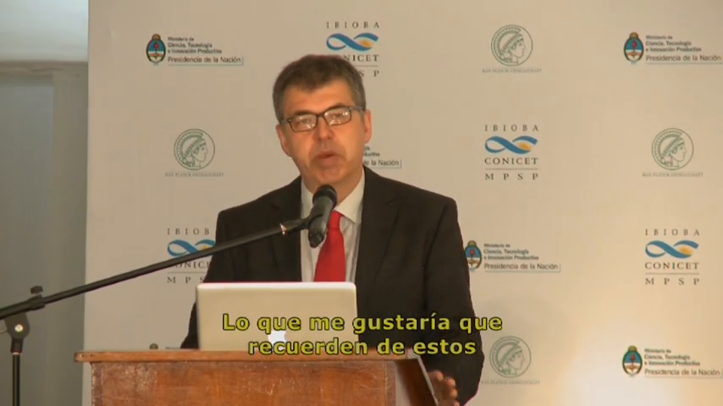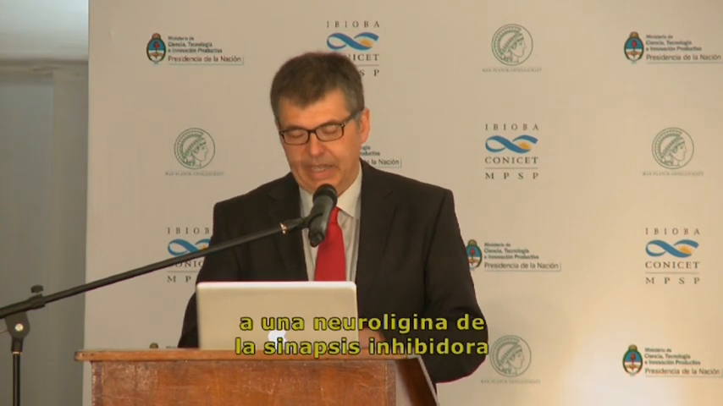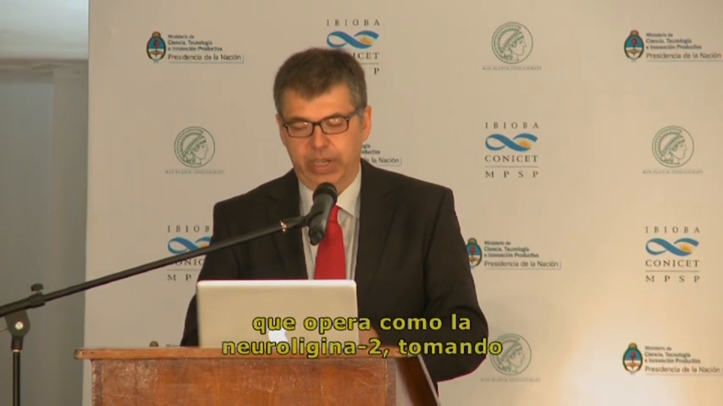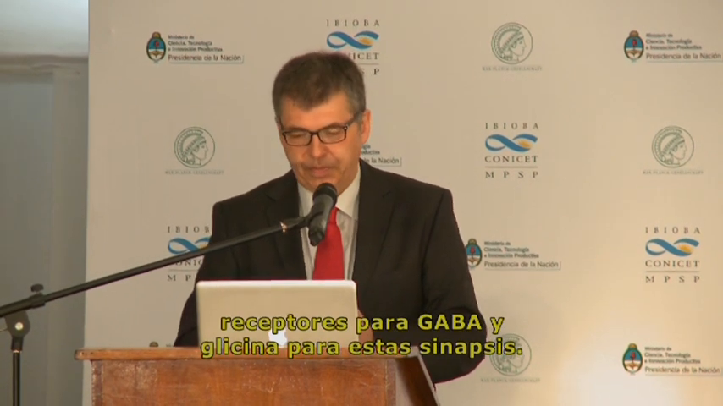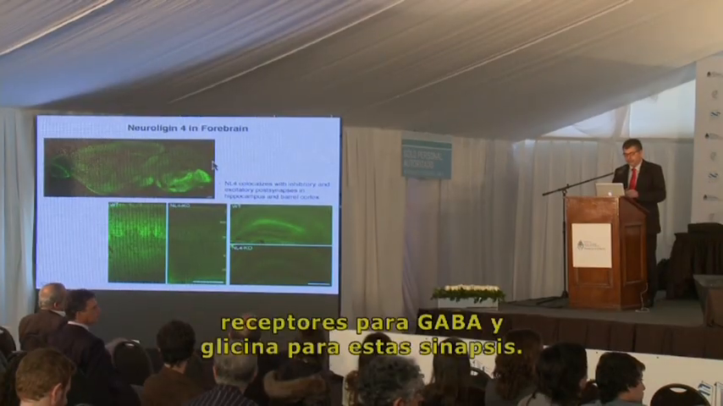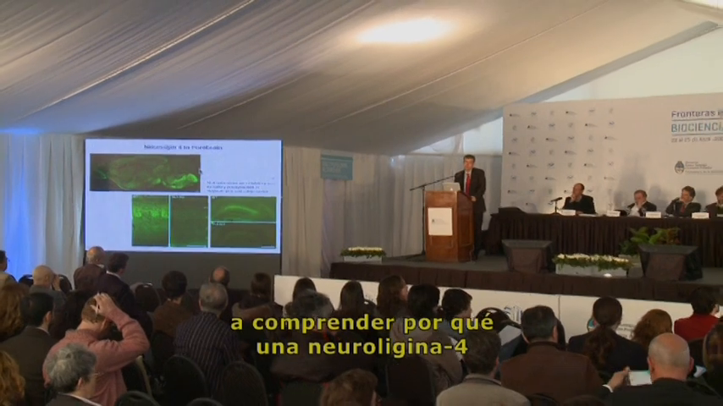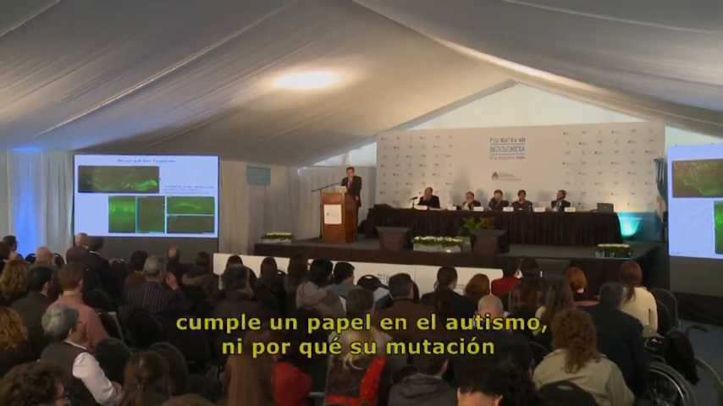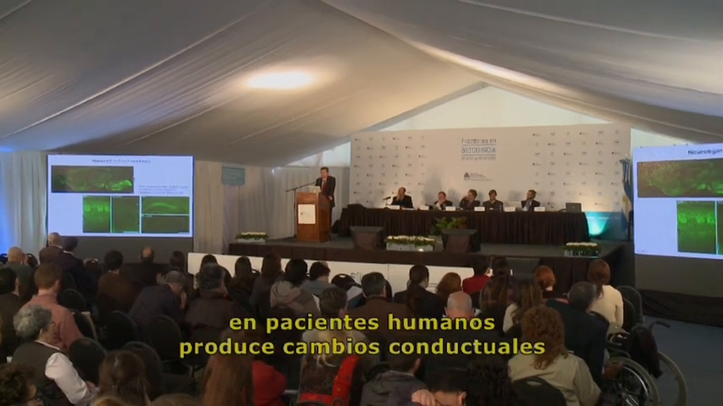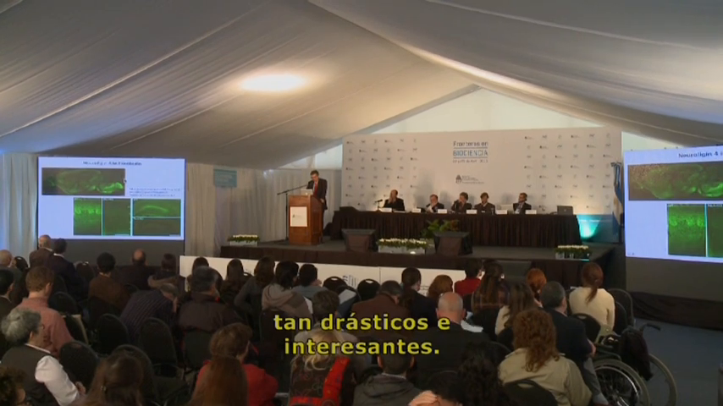So what I would like you to remember from these data is that neuroligin-4 is most likely an inhibitory synapse neuroligin that operates like neuroligin-2 in recruiting receptors for GABA and glycine to these synapses. But all this really hasn't helped us much in understanding why neuroligin-4 plays a role in autism and why its mutation in human patients leads to such interesting yet severe changes in behavior.